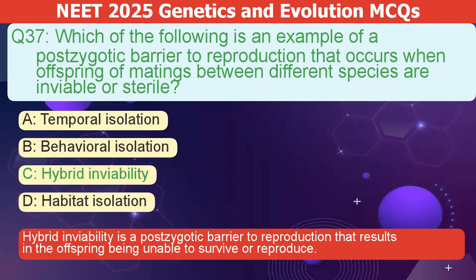Hybrid inviability is a postzygotic barrier to reproduction resulting in offspring unable to survive or reproduce.